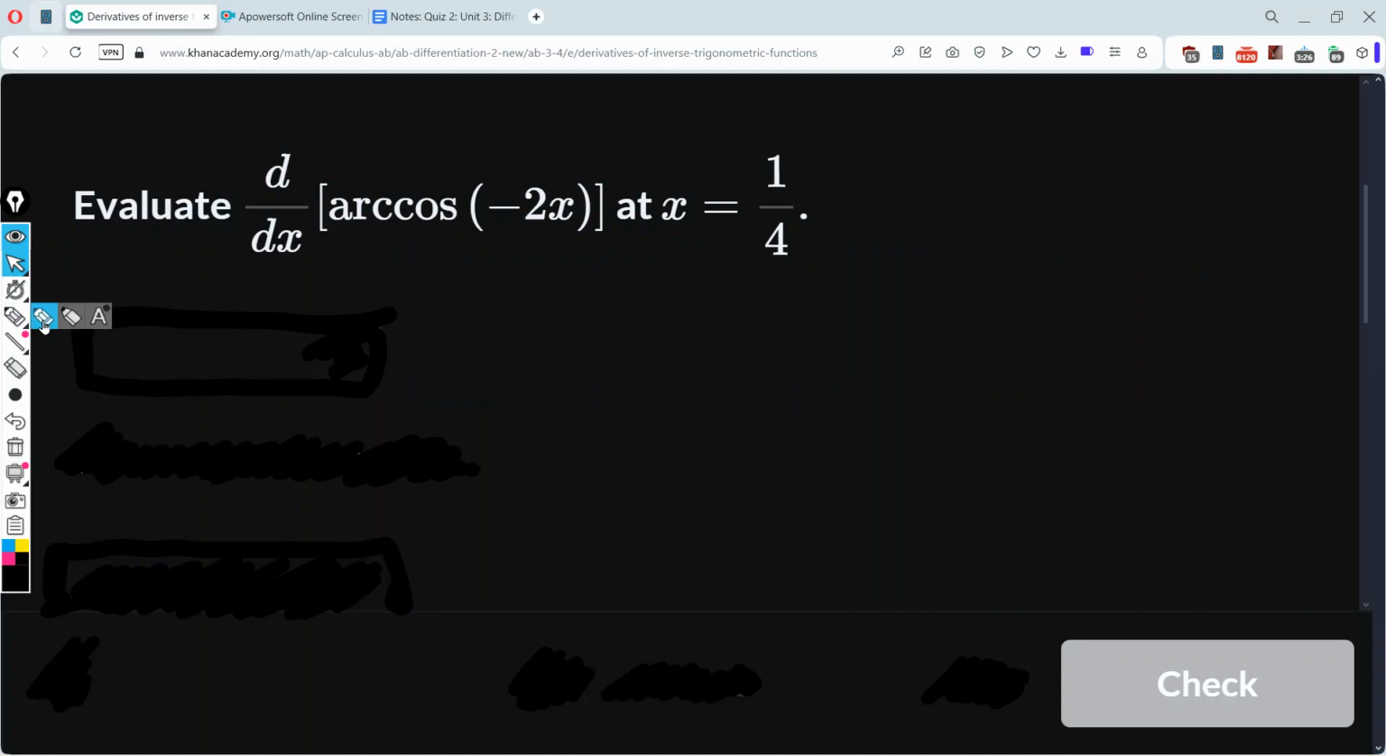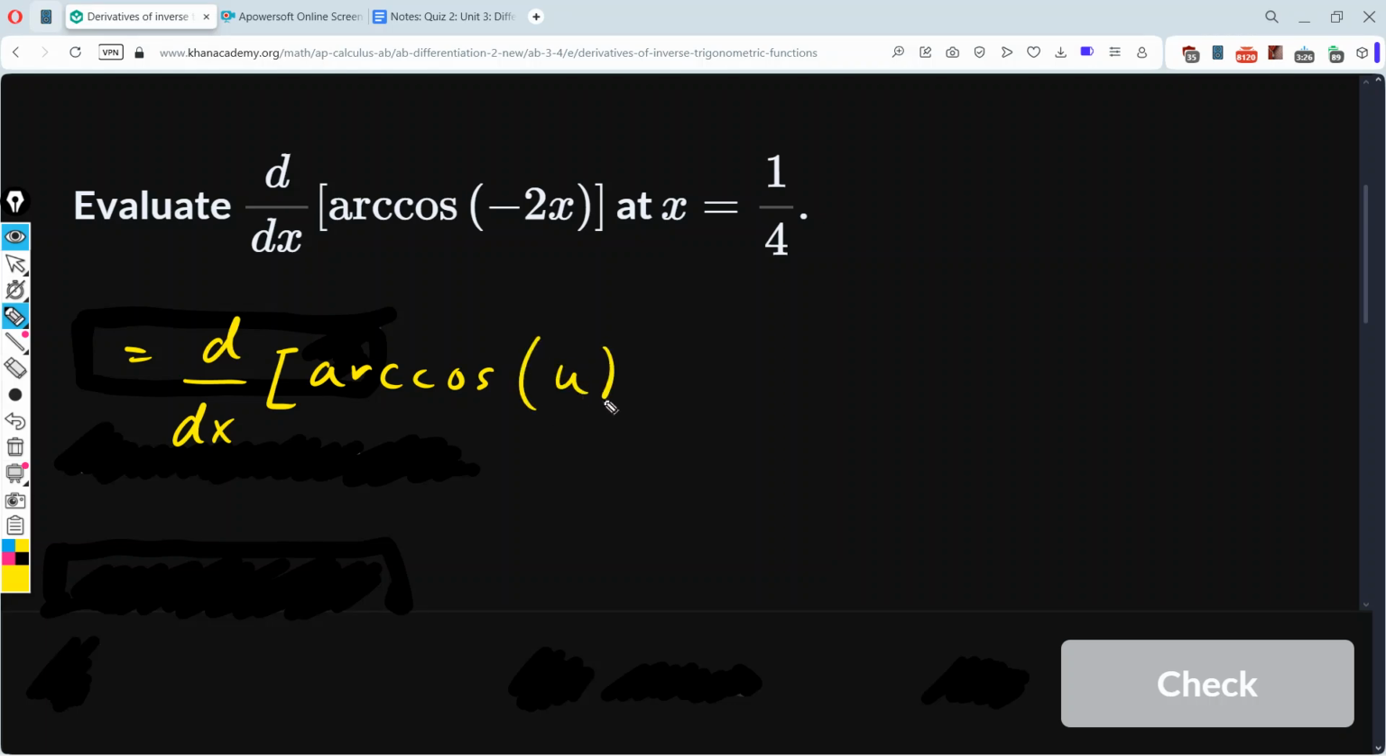All right, so here we want to find the derivative of the arc cosine of negative 2x at x equals 1/4. So we basically have the derivative with respect to x of the arc cosine of u. And in this case, the u is negative 2x. And the derivative of u, the derivative of negative 2x, is just negative 2.